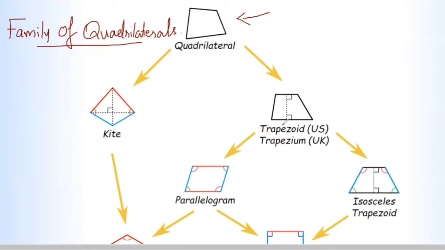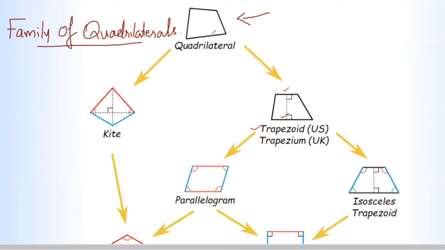And trapezoid or trapezium. The word trapezoid is used in the US and trapezium is used in the UK. The property of a trapezium or trapezoid is that one pair of its opposite sides are parallel. The remaining two sides can be parallel or cannot be parallel, so we need not mind about that. We have to check only whether any one pair of sides is parallel or not. Here you can see a pair of sides are parallel. So that is a trapezium.